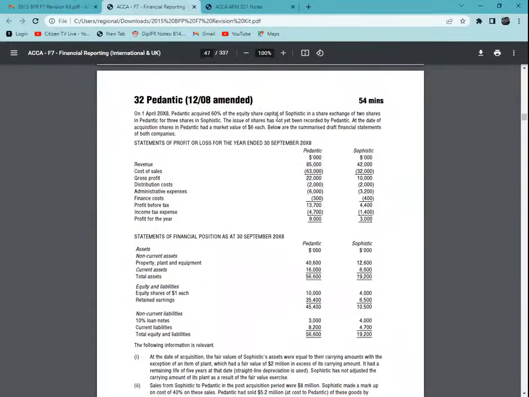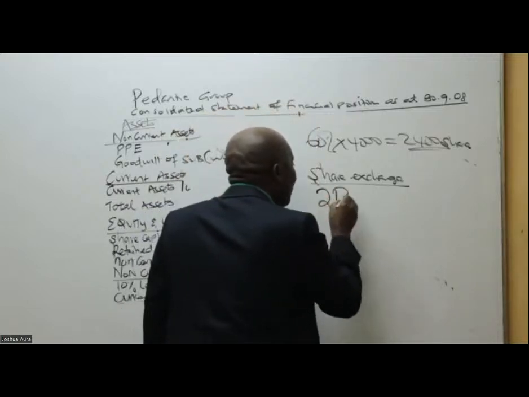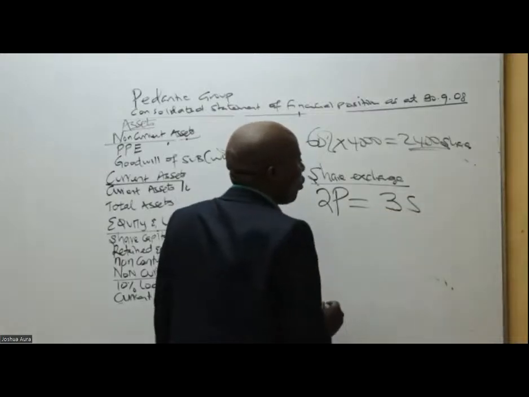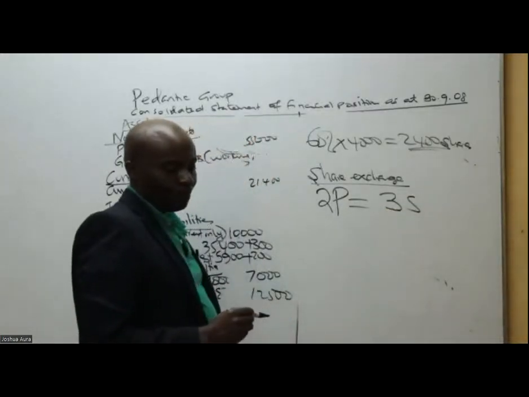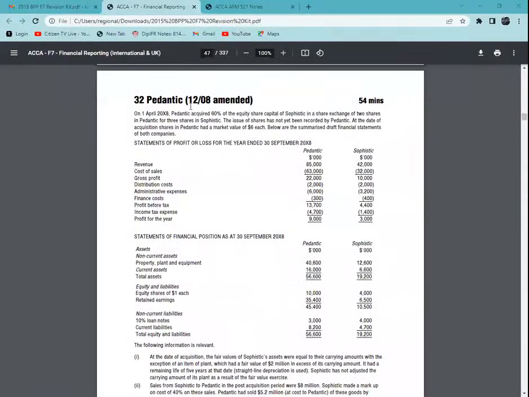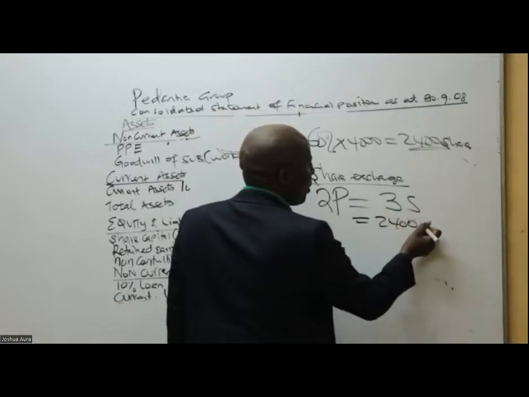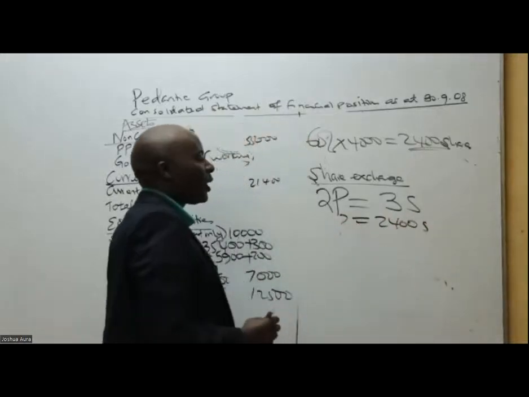on 1st April 2018, Pedantic acquired 60% of the equity share capital of Sophistic in a share exchange of 2 shares in Pedantic for 3 shares in Sophistic. I love this. 2 shares of Pedantic equals 3 shares of Sophistic. Let's repeat this again. And we are aware that we bought 2,400 shares of Sophistic. 2,400 shares of Sophistic then will be equivalent to how many shares of the parent company?